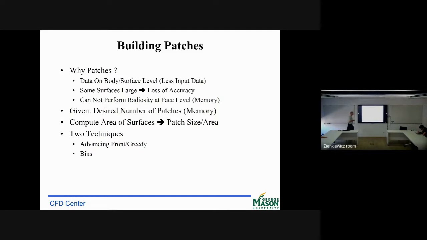Okay, so the idea is that we would have the data on the body or surface level. Some of the surfaces are large, so that will lead to a loss of accuracy, so you want to split those. And then we also don't want to work face to face, but patch to patch. I tried two techniques to take large surfaces and patch them up. One is again the advancing front or greedy, where you just take elements, agglomerate them, and walk into the surface. The second one is based on bins.